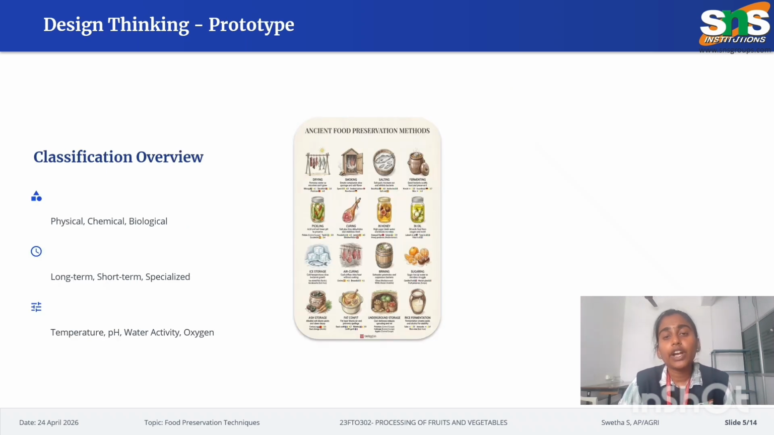Prototype. From the ideate stage, we have to develop the prototype. As there are various sectors to work in within food preservation, we can develop various prototypes. For final year students watching this video, it is a very good concept for projects. Here I classified 3 types of losses: biological, chemical, and physical, and also long term, short term, and specialized losses. Also temperature, pH, acidity, and oxygen come under hurdle technology.